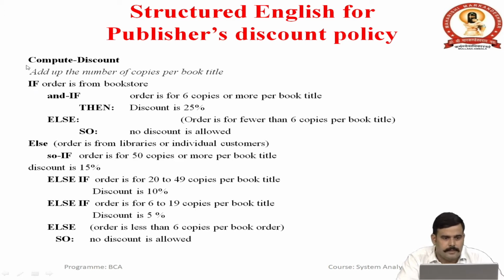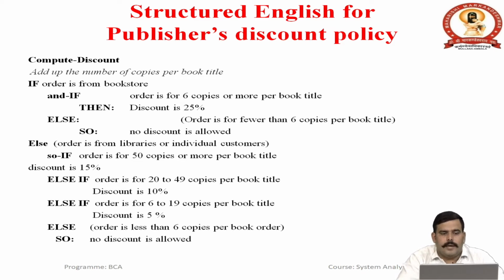Now, let us discuss how we are creating the structured English for the problem. I think the problem is clear to all of you. We have to apply a discount for the publishers discount policy. We have two types of customer. The first one is bookstore, the second one is individual or libraries, and we have several criteria or conditions on the basis of the number of books ordered, and then we will apply the discount. That is the structured English to compute the discount.